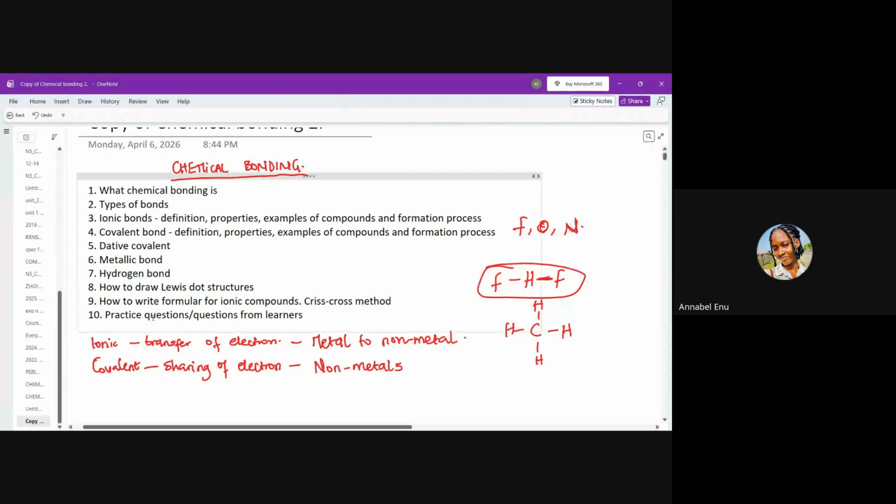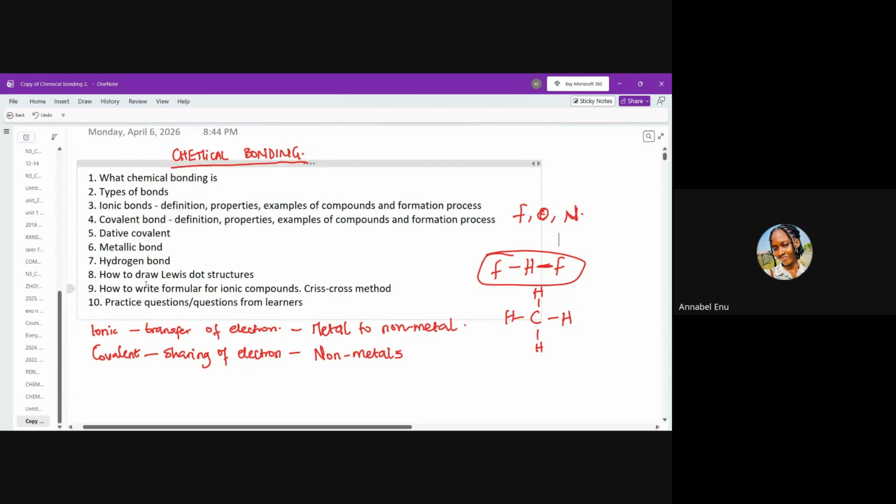So, how to write formula for ionic compounds.